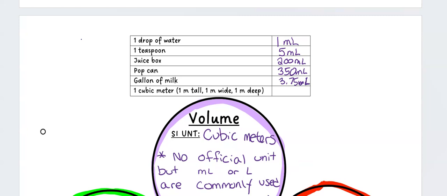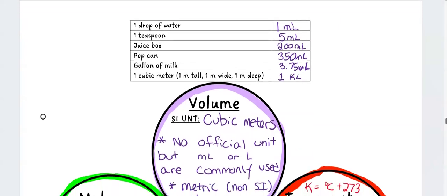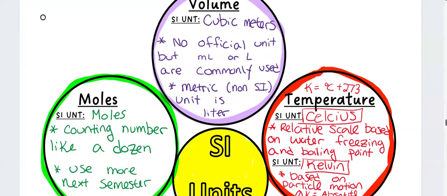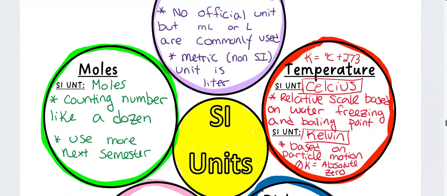And then a cubic meter is going to be 1 kiloliter. So if you're thinking of a gallon, a fourth of a gallon is about a liter. Obviously, 2-liter pop is 2 liters, 1 liter pop, 1 liter. So you do have a little bit of metric bleeding into everyday lives that help you conceptualize a little bit more. The next one I'm going to talk about is going to be moles.